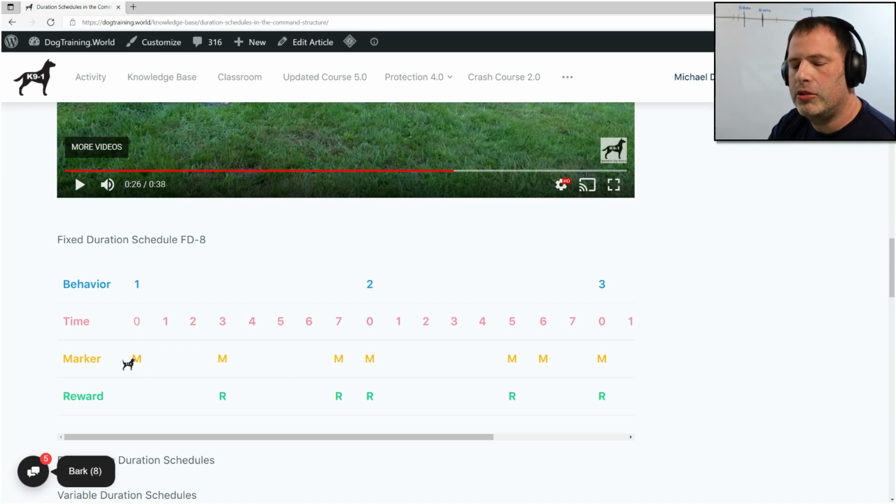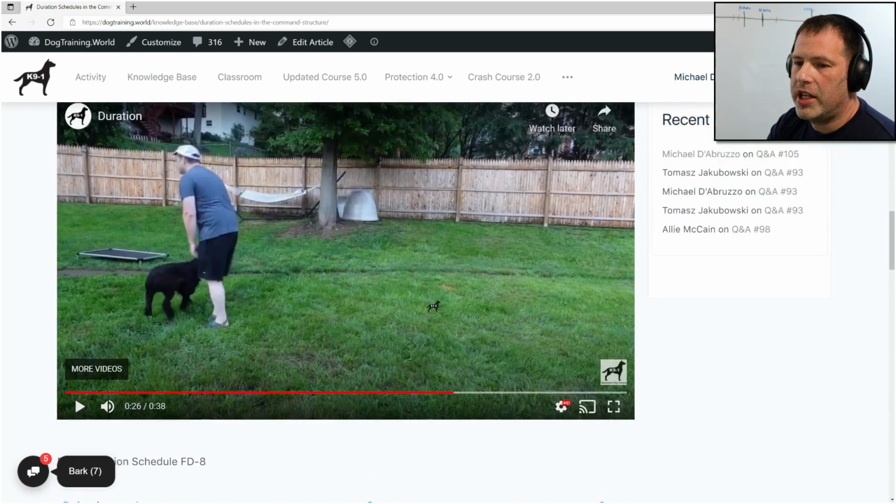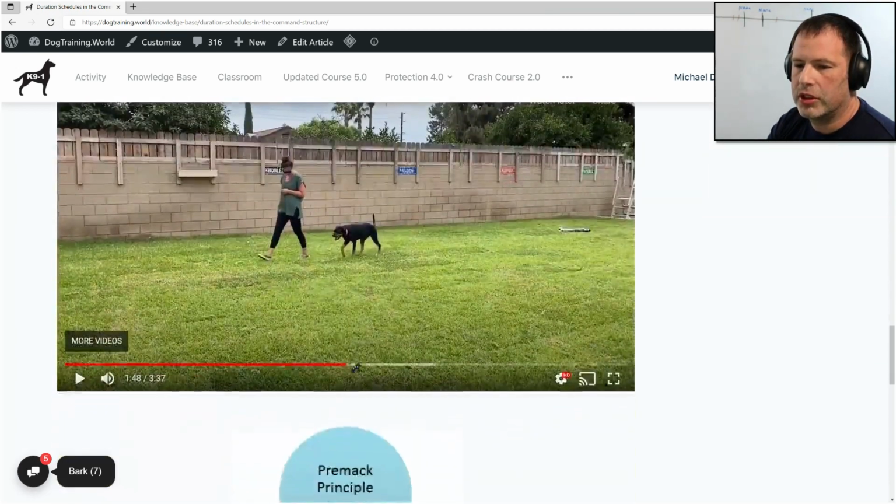So she has Stormy within the command on an interval schedule of markers in the form of praise, but very thin on the ratio, meaning she's not getting anything within. She's relying mostly on the reward at the end of the duration. You know, when she's getting a behavior for a set amount of time, the dog is going to get a reward for a duration.